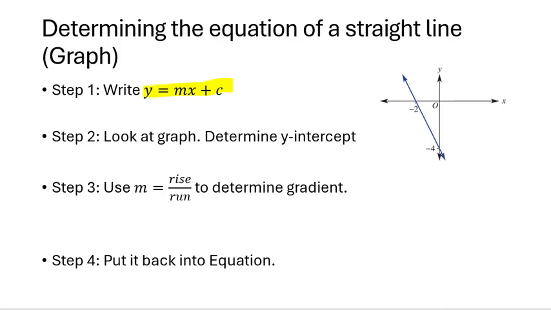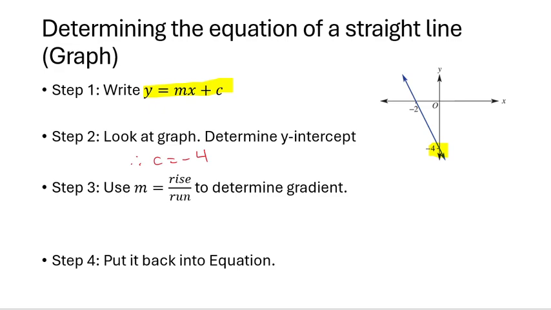Step two, look at the graph, determine the y-intercept. So, have a look where the y-intercept is. We can see that the y-intercept is where I've marked it with an X, or if you want, I can just dot it with a highlighter. I'll just do it like that, like there. And that y-intercept there is at -4. So that means c equals -4. Great. I got one half of my answer already. So let's try and figure out the other half.